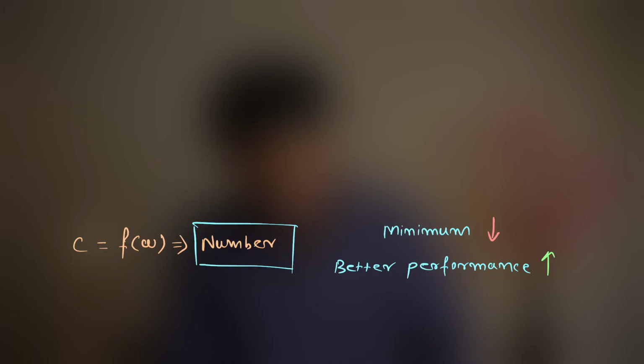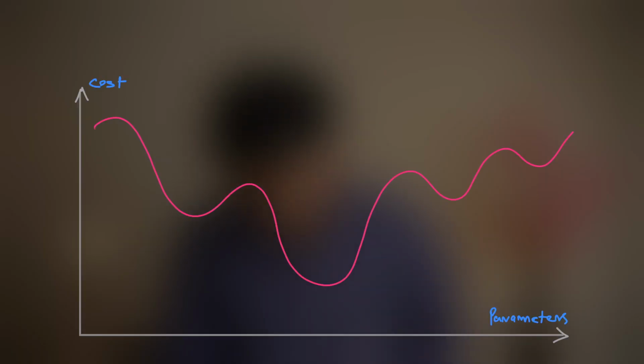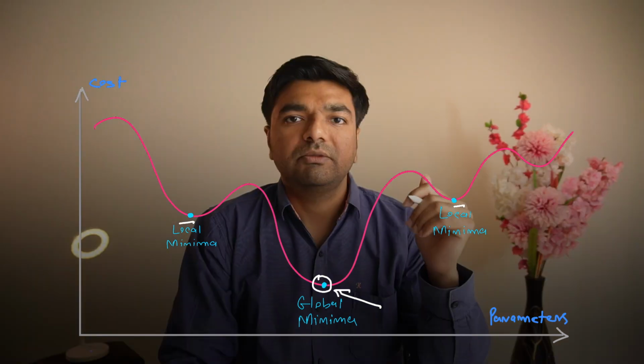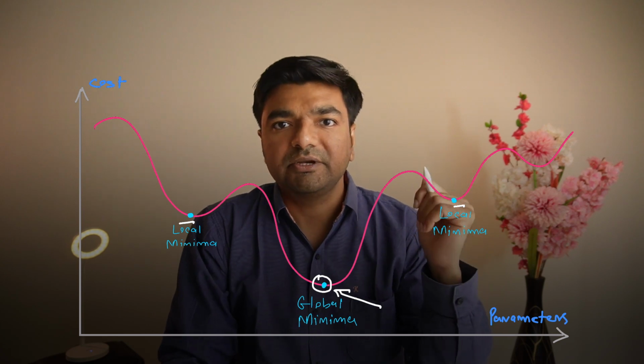If we plot a graph of cost function versus parameter, assuming that there is only one parameter, then it may look like this. It can have many lower points, but out of them we want to find the lowest point, and that lowest point is known as global minima. All other lower points are known as local minima, and our goal is to find this global minima. But before that, let's understand the basic mathematics behind it.